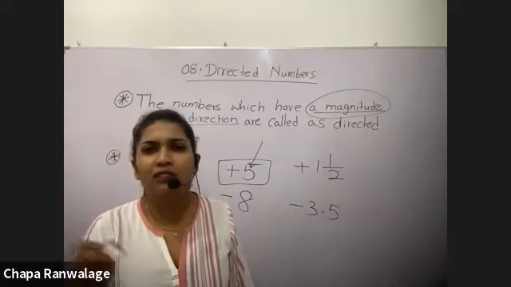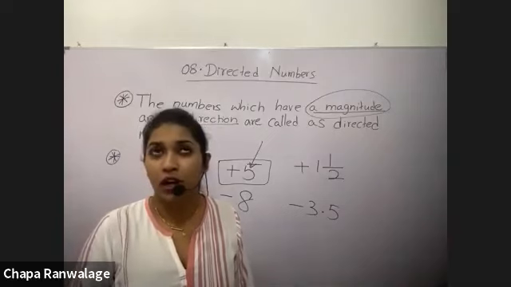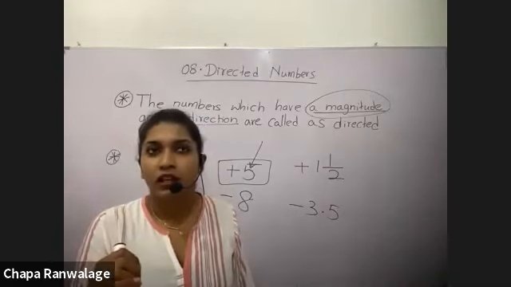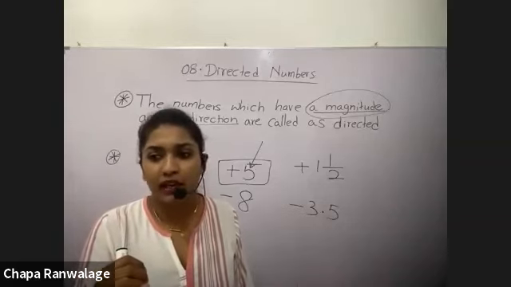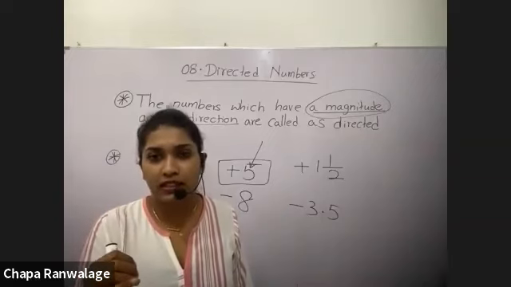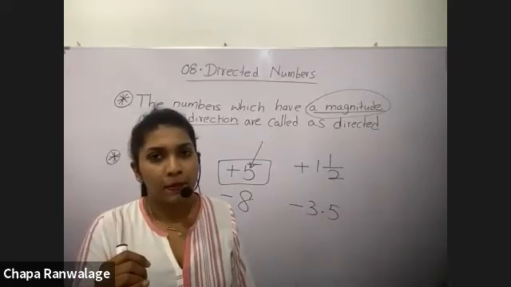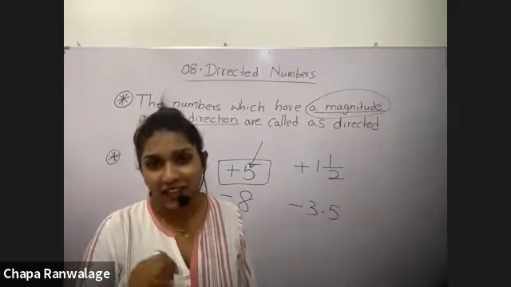How can we represent the direction? By an arrow. Minus mark. By using a number line. Number line can be used to mark the directed numbers. By symbol. Positive and a negative line. Signal. That is correct.